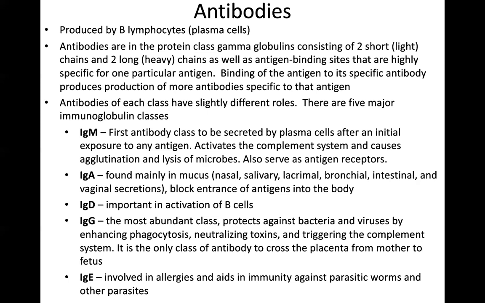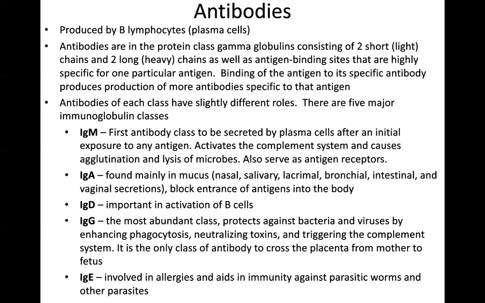IgAs we find in mucus, so places like our nose, in our saliva, lacrimal, bronchial, intestinal, and vaginal secretions. So your eyes, your throat, intestines, and then in the vagina. And these are going to help block the entrance of antigens into the body. IgDs are important in activation of B cells.